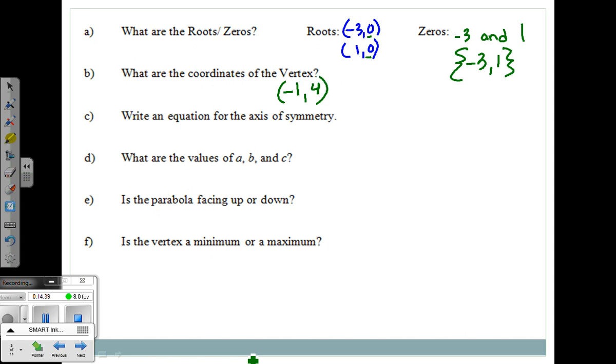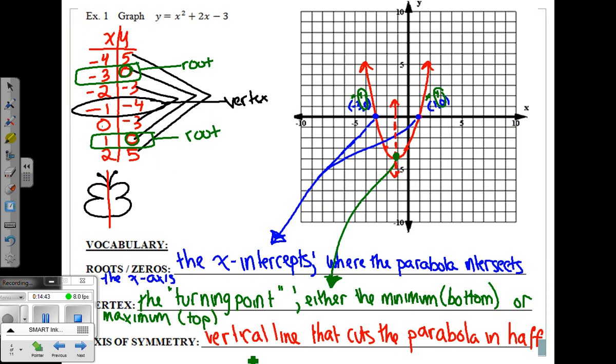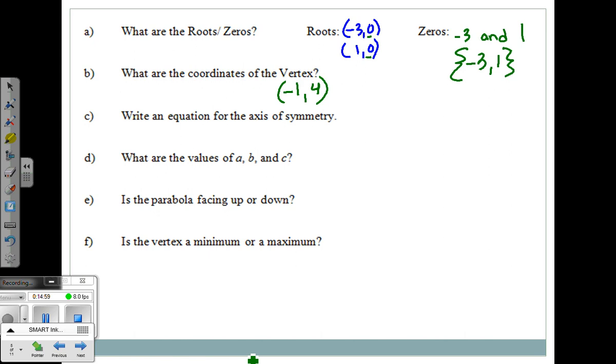Now for the equation of the axis of symmetry, vertical lines have the equation x equals. If you think about it, for any of these points on here, we're moving to the left one, so that's -1. Then -1, anything, up or down. So x equals -1 is the equation for the axis of symmetry.